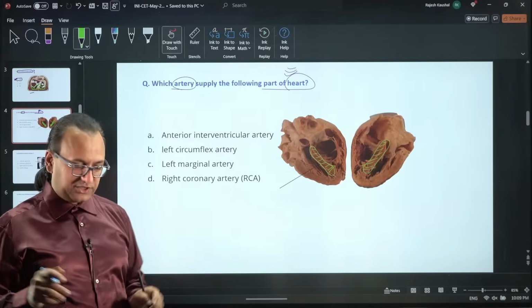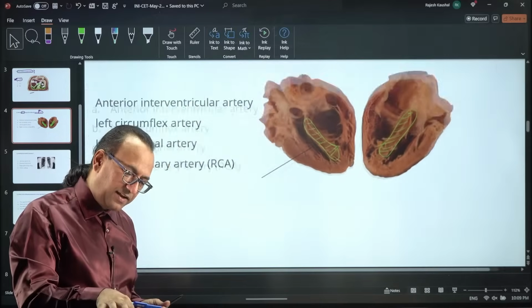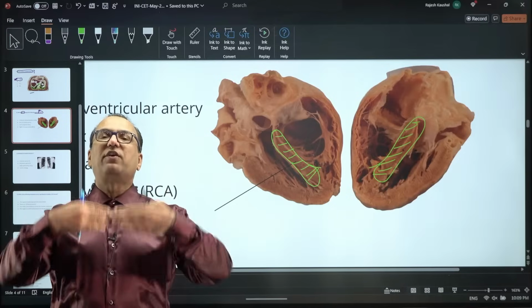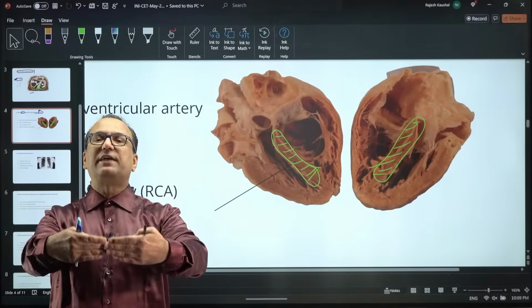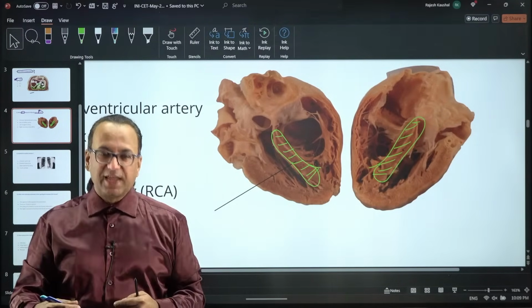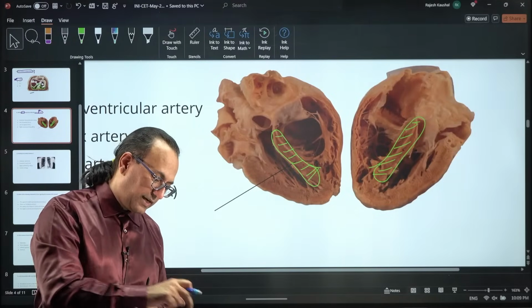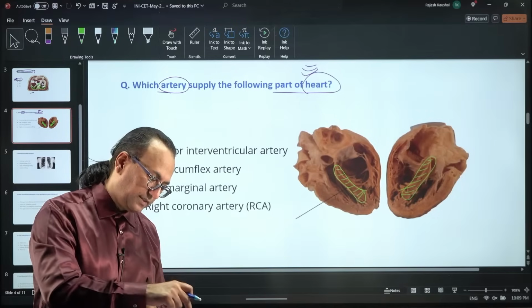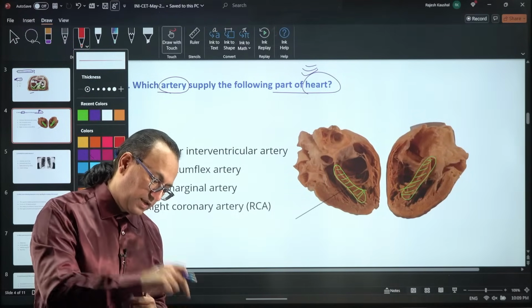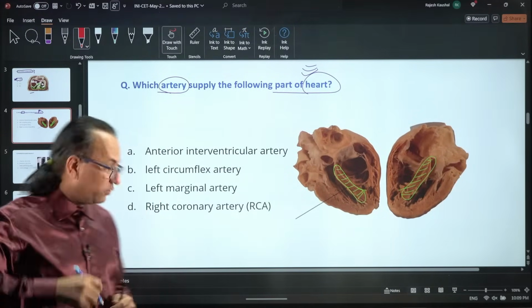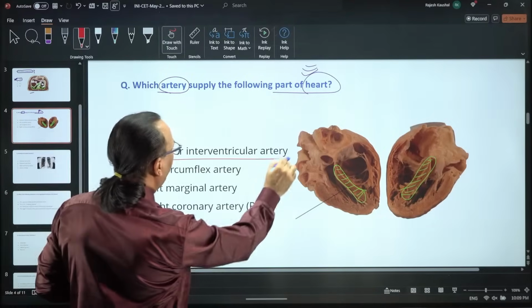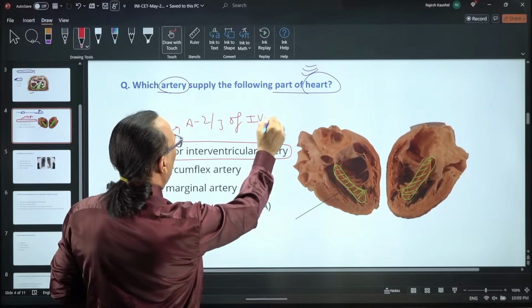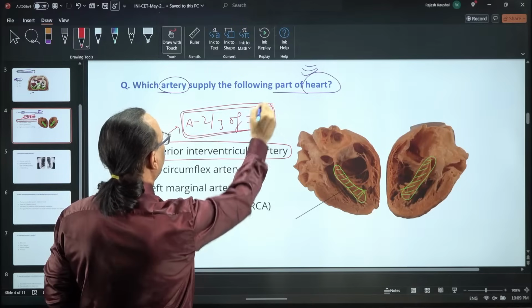Okay, if this was the question, then let me zoom, and this is interventricular septum. Anterior 2/3 of interventricular septum, or major part of interventricular septum, is supplied by the anterior interventricular artery. So that is what I think the examiner was actually trying to ask. If this was the question, then we know what our answer should be: anterior interventricular artery, because it will supply anterior 2/3 of interventricular septum or major part of interventricular septum.